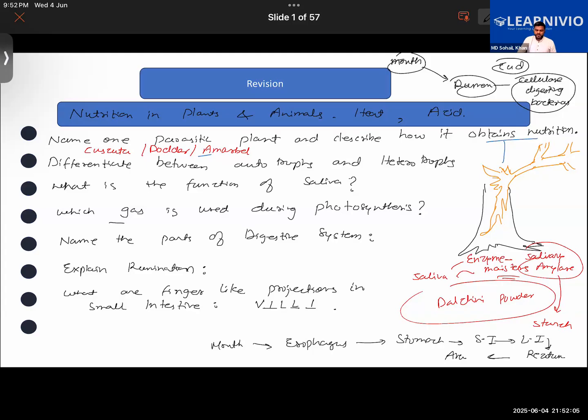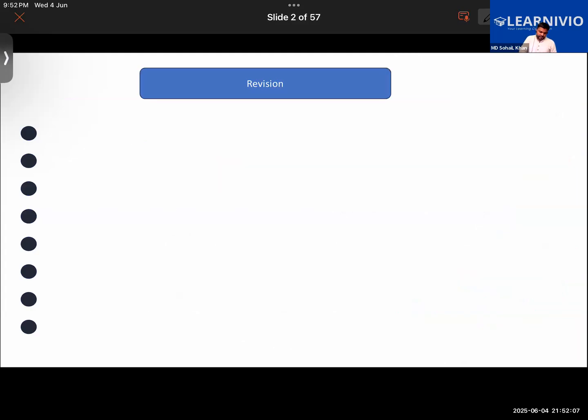Now we can move to another chapter. So you guys will be required to define temperature. What is temperature? Then one more question you can take. What instrument is used to measure it?